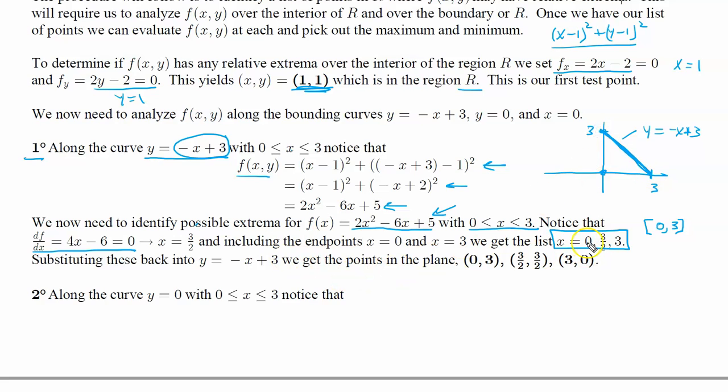And now if we substitute these values back in for y, back into this equation, we get the list of points (0, 3), (3/2, 3/2), and (3, 0). You notice those are these points right here, this one, and right about there in the middle. So we need to test f at those three points along with this one as well. That's in the interior, so we're going to have to test that point too. Now we need to do the same thing that we did for this curve along these two curves. So let's do that.